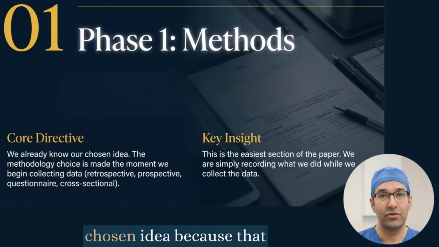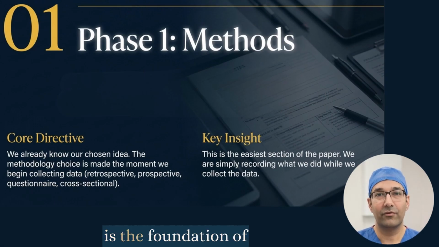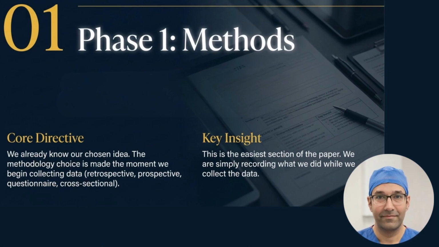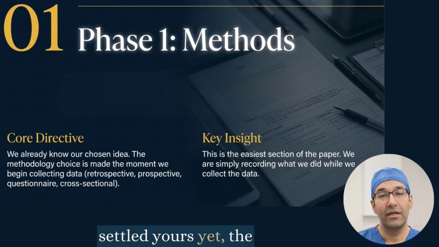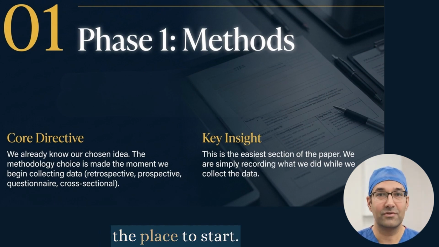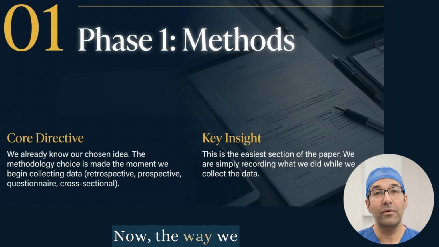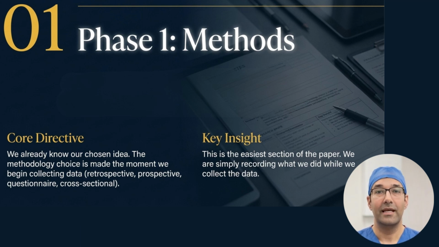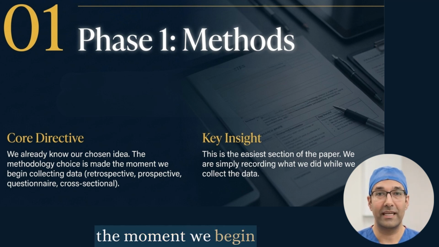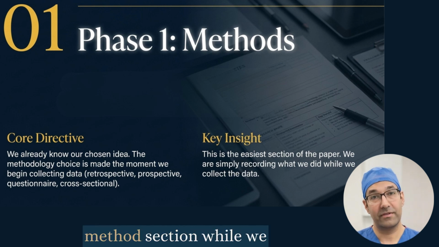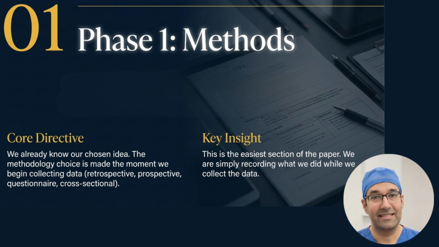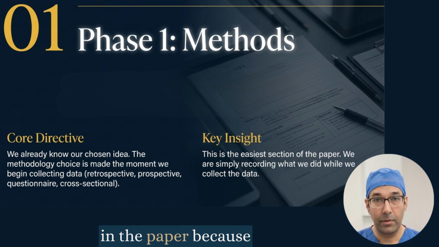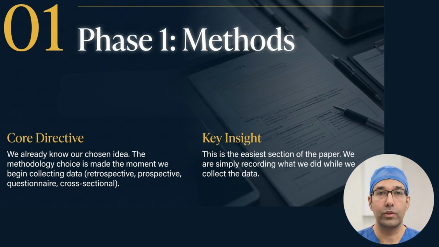We already know our chosen idea, because that is the foundation of everything else. If you have not settled yours yet, the research brief tool is the place to start. Now, the way we collect the data is the methodology. Retrospective, prospective, cross-sectional, and so on. That choice is made the moment we begin collecting. So we write the method section while we collect. It is the easiest section in the paper, because we are simply recording what we did.